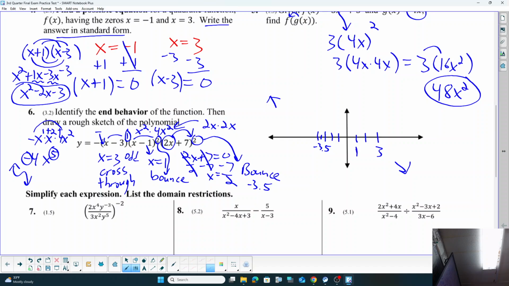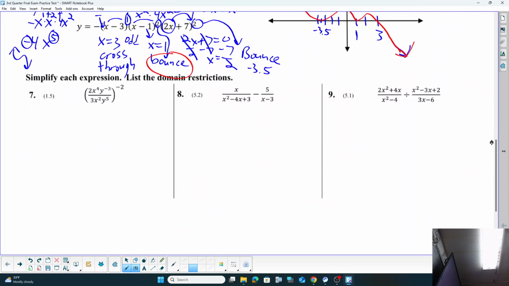Okay, do you remember what to do next? Pause me, you got this. So at negative 3.5, we're going to bounce. At 1, we're going to also bounce. And then at 3, we're going to cross through. And there it is. There's our answer. There's our graph. Crazy looking graph, but that's our graph doing it by hand.